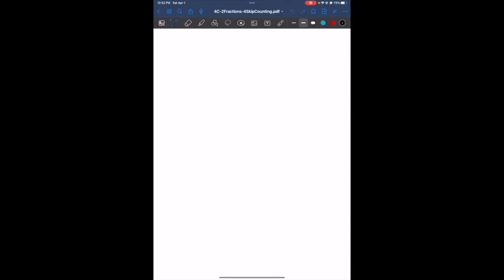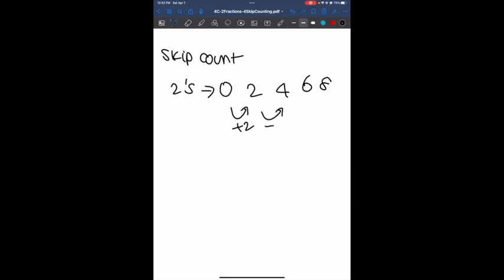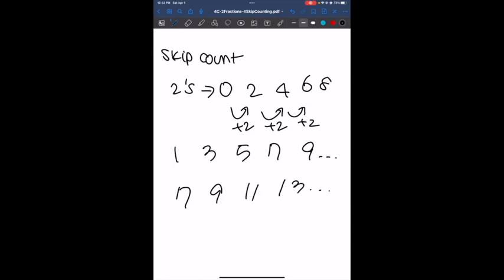Before we go into skip counting for fractions, let's do a little recap on what skip counting is. If we skip count by twos and we start at zero, it's going to be 0, 2, 4, 6, 8, and so on. So we add 2 every time we move on to the next number. What happens if we start at 1? Then we skip count by 2, so it's going to be 1, 3, 5, 7, and 9. If we start at 7, it's going to be 7, 9, 11, 13, and so on.